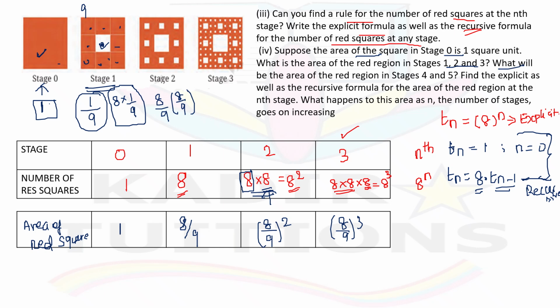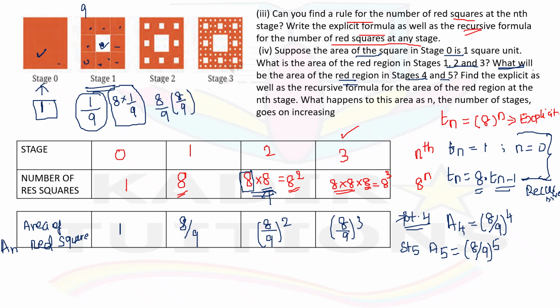Now still we have the next question as, what will be the area of the red region in stage 4 and 5? So in stage 4, what about the area? So for area I can keep it as A n. Okay, so what about stage 4? So I can write A4 equal to 8 by 9 the whole power 4. And for stage 5 we are going to find the area of the red square. So I can write A5 equal to 8 by 9 to the power 5.